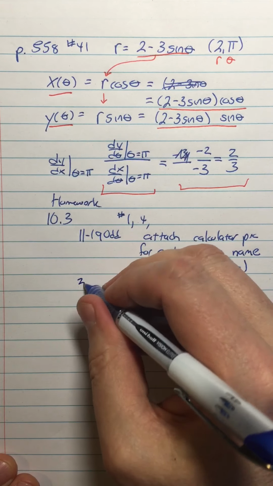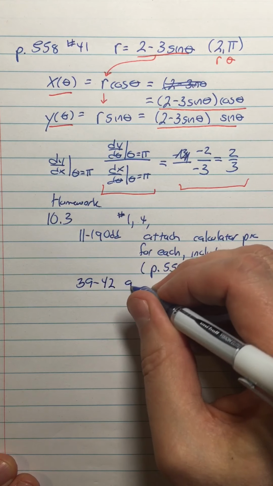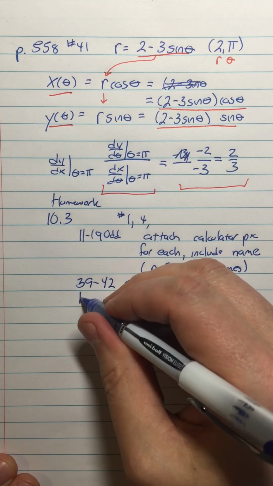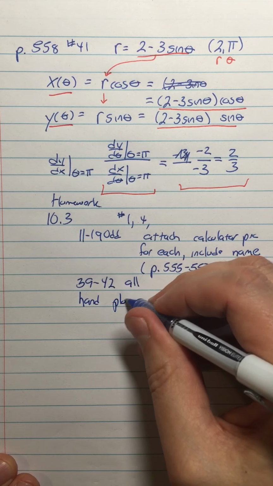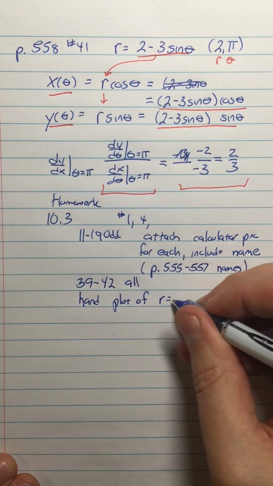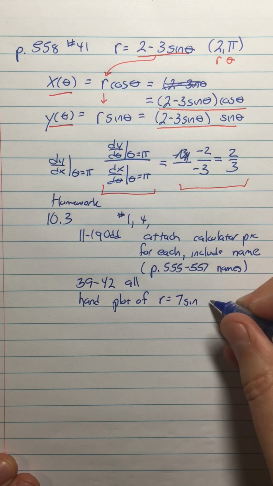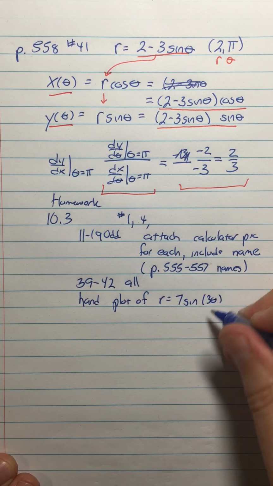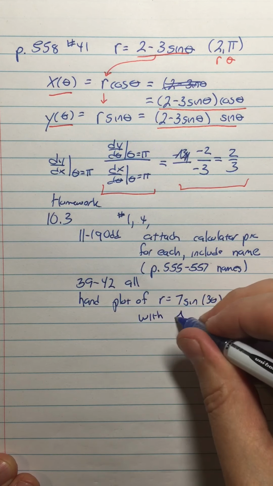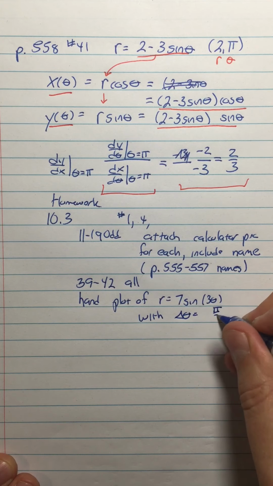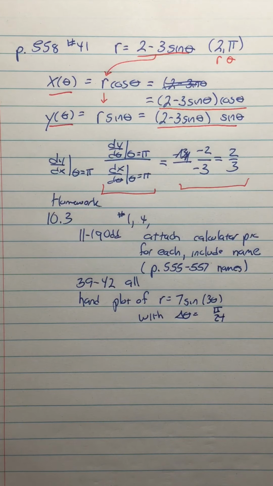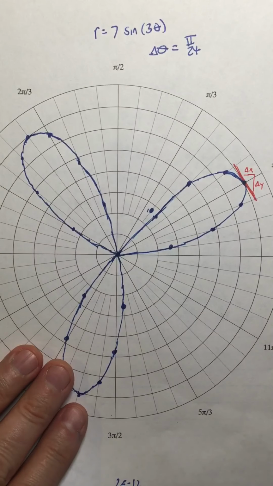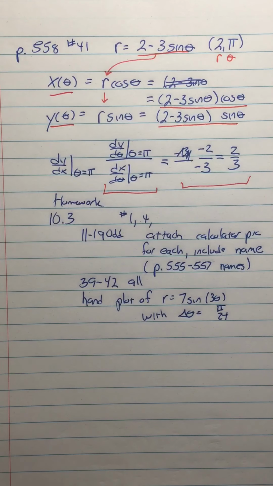Also, you're going to do 39 through 42 all, and you're going to turn in your hand plot of r equals 7 sine of 3 theta with delta theta equals pi over 24. So what does that mean? It means I want one of these. You don't have to have anything special on it, just that. All right, there you go. That's your introduction to polar coordinates and your homework. Enjoy.